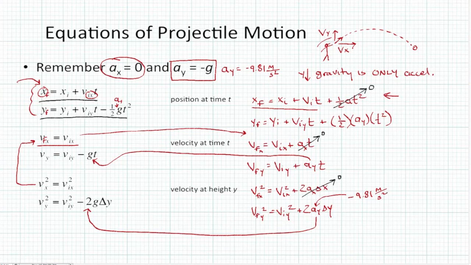So that's where we get these equations. They're very much like what we're used to using, but they're modified a little bit because there's no acceleration in the x direction, and the acceleration in the y direction is always going to be negative 9.81 meters per second squared.